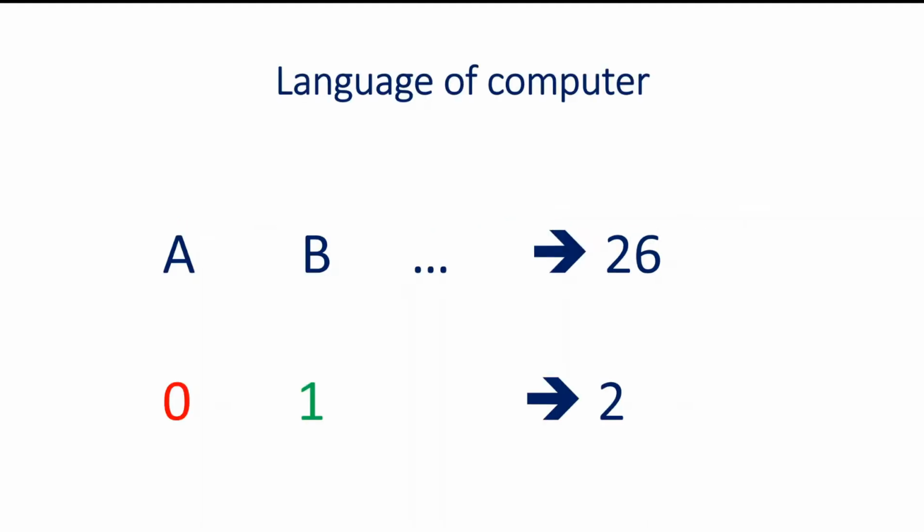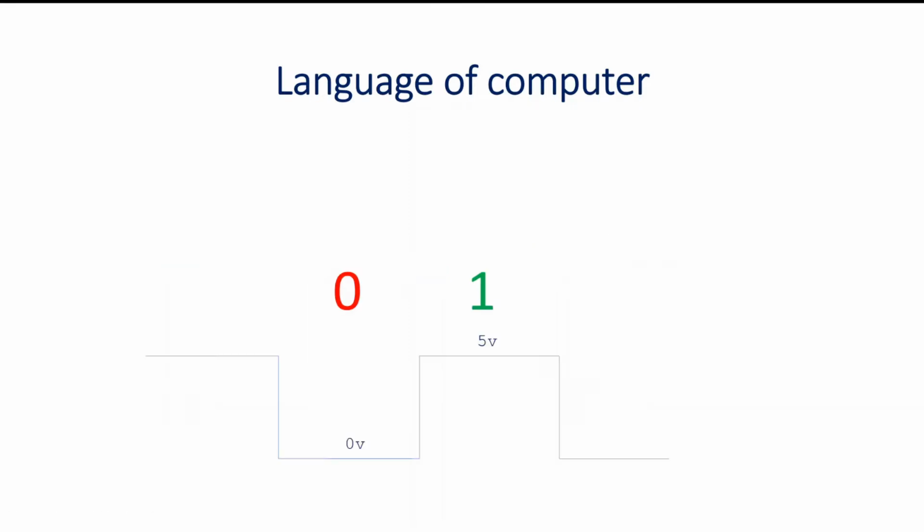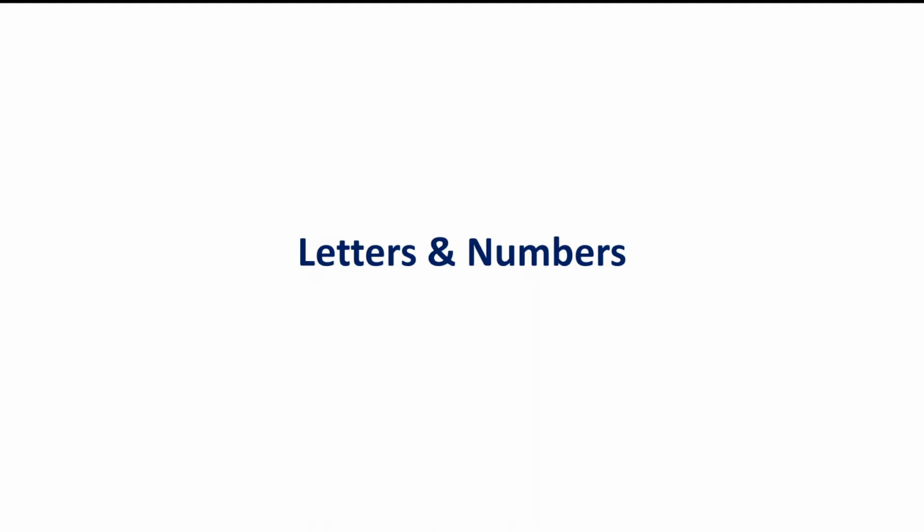In English, we have 26 letters, A to Z. Computer language consists of only two letters, 0 and 1. This is called binary language. Also, computer being an electronic device understands only electrical signals. If the signal level is 0 volt, the computer assumes the value 0. If it is 5 volt, the value is 1. We need to convert our data into binary language for computer to process it.